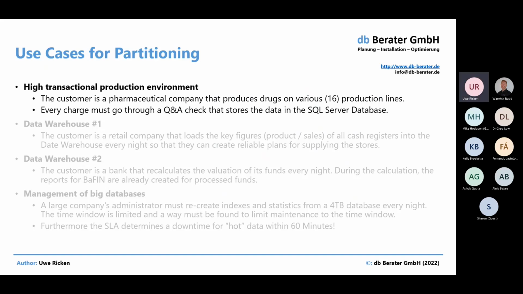And one of the biggest problems with these kinds of customers, and that's not only for a pharmaceutical company, automotive has exactly the same issues, is that they have various product lines. In my example, we have 16 different product lines. The key point is that every charge must go through a quality check. That data from the quality check needs to be stored in a SQL Server database. So when you think about automotive, they have exactly the same problem.